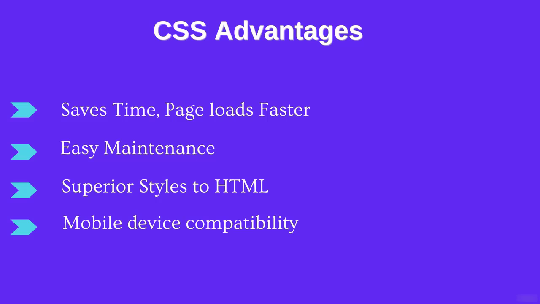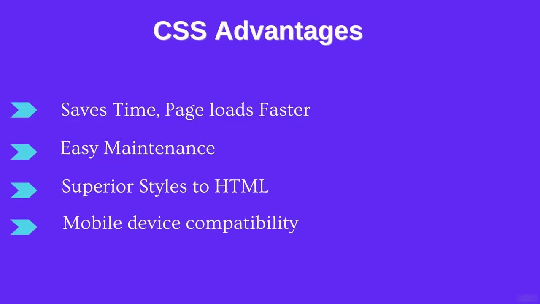Superior styles to HTML. Some of the tags actually do not contain many styles for the appearance. For example, an H1 tag or any heading tag doesn't have a property or attribute which can change the text color. If you want to say H1 color is equal to red, that is definitely not going to work. So using these styles, you can apply attributes on particular tags which basically don't have those attributes.